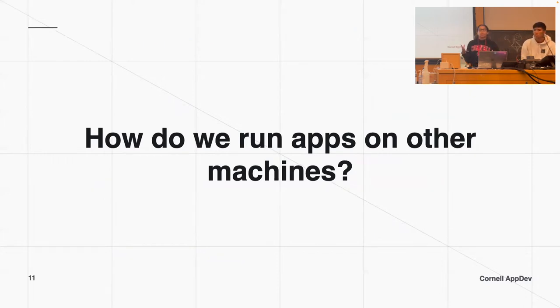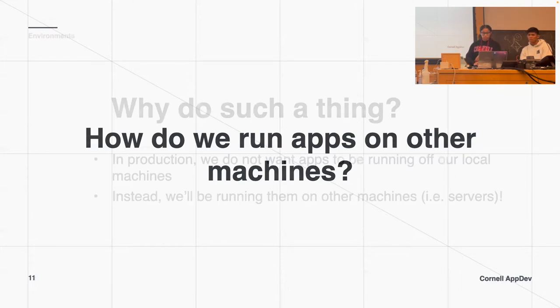So let's ask this question to ourselves. How do we run apps on other machines? Because thus far, we've been working on our own local servers. You write your code in app.py and db.py. You run it on Postman on your local server, your local laptop. So how do we run apps on other machines? AKA, how are other users able to use our apps?